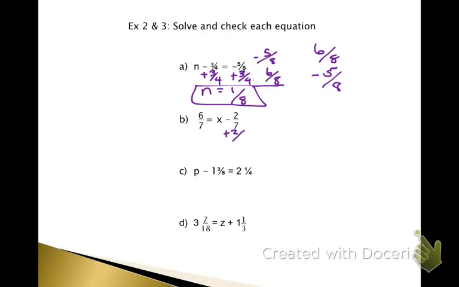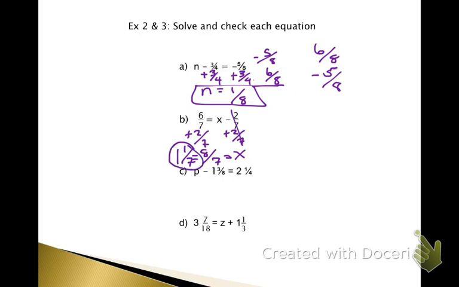I'm going to add 2/7. So it's going to be 8/7 equals x. What's another way I can make it equal to each other? Well, turning it into a mixed number. So 7 goes into 8 one time. There's one number left over, and so it's 1 1/7.